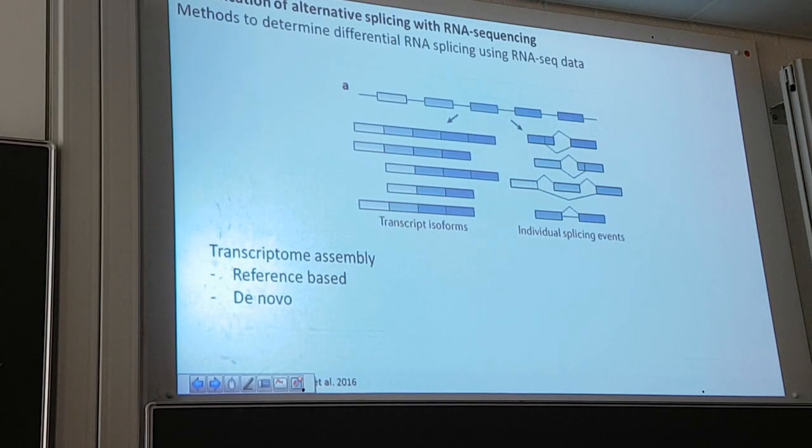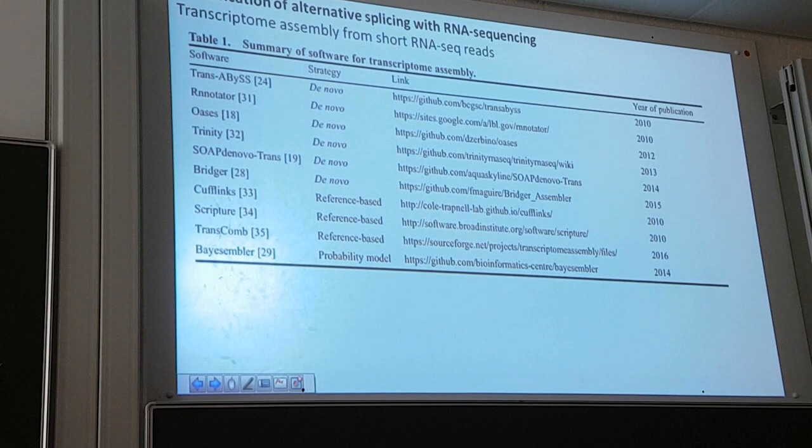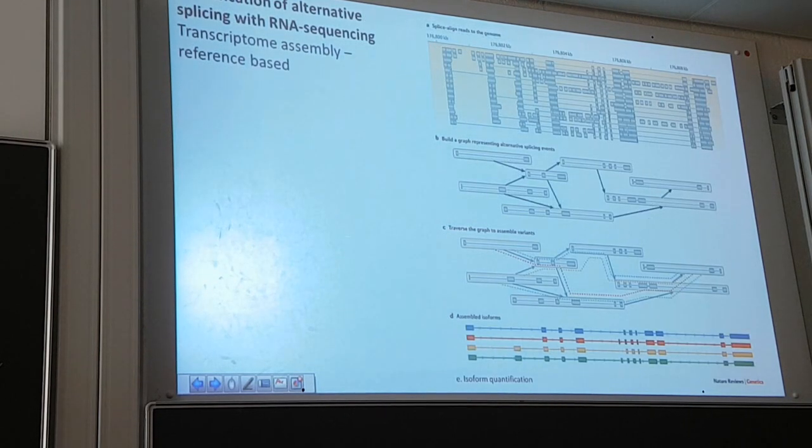But there are two different methods for how people approach this. One is transcriptome assembly, where you obtain the whole isoforms, and this can be done reference-based, which is done for human because we know the sequence of the human genome, or de novo when you have unannotated species. Or you can look at the individual splicing events. The problem with transcriptome assembly is that it's actually very complex, and there are plenty of tools that approach this issue. And basically they work as follows.